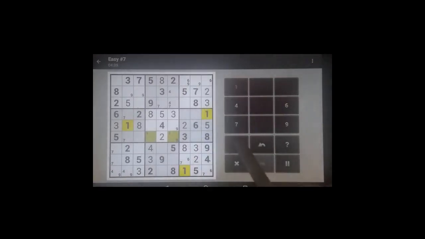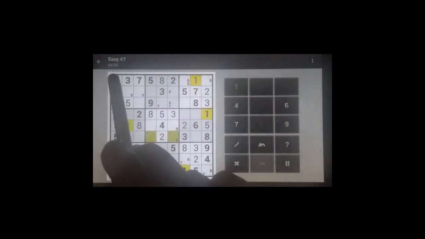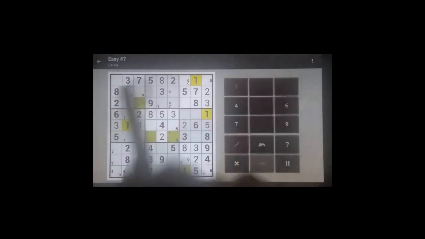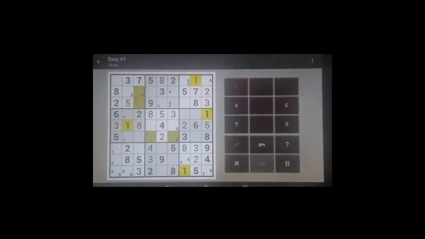This has to be in the middle column, and there's only 1 space left in that middle column. This is blocked by that. This is blocked by that. So this one has to be in that side row, which means that this one has to be in that side row. And that blocks that, so that one has to be one of those 2.